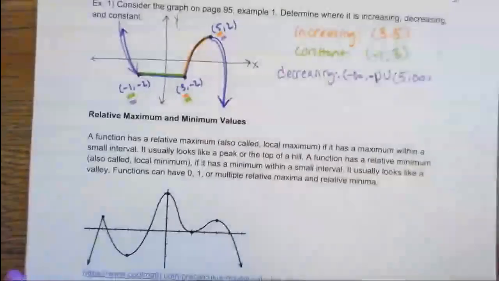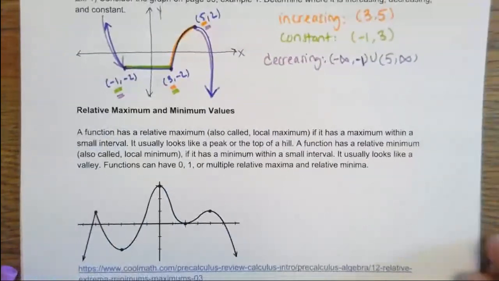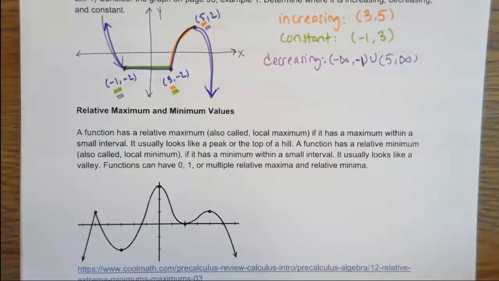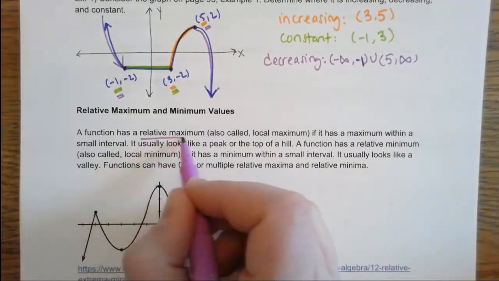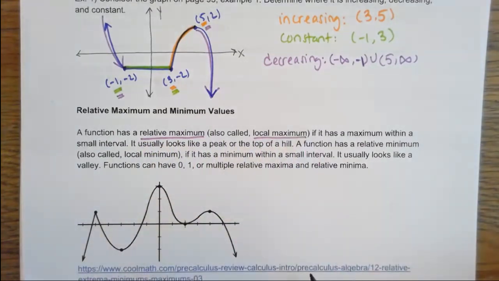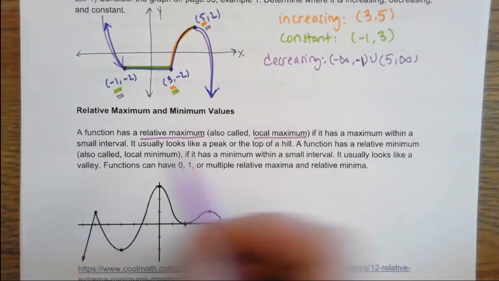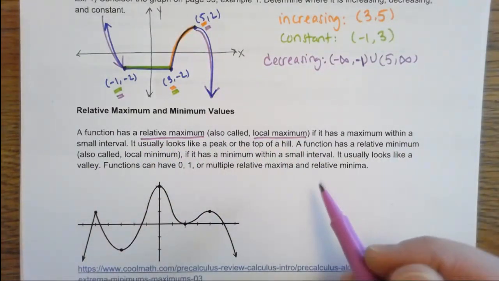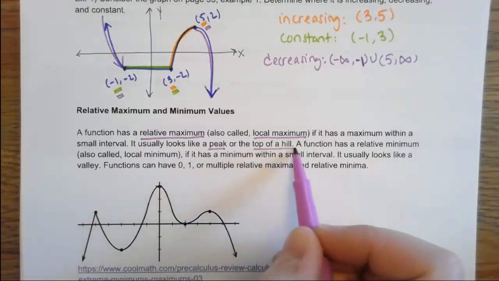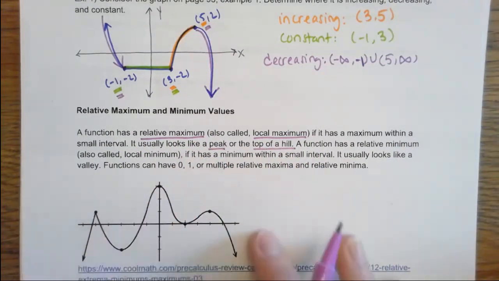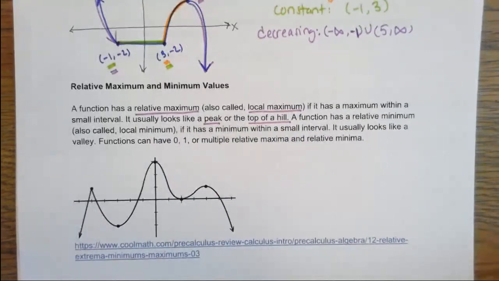All right, the next thing I want to talk about are maxes and mins. A function has a relative maximum, also called a local maximum, if it has a maximum within a small interval. It typically looks like a peak or the top of a hill. Here's an example, and I just have the link to where I found the image.